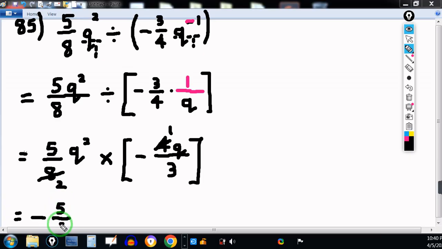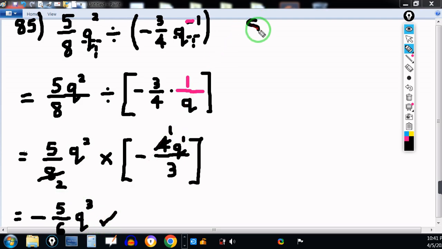Very good. And then the q we can handle. The q here is power 2, q here is power 1. It will be q power 3. We are 100% sure that we get 100%. That's why I don't want you to stumble and fall.